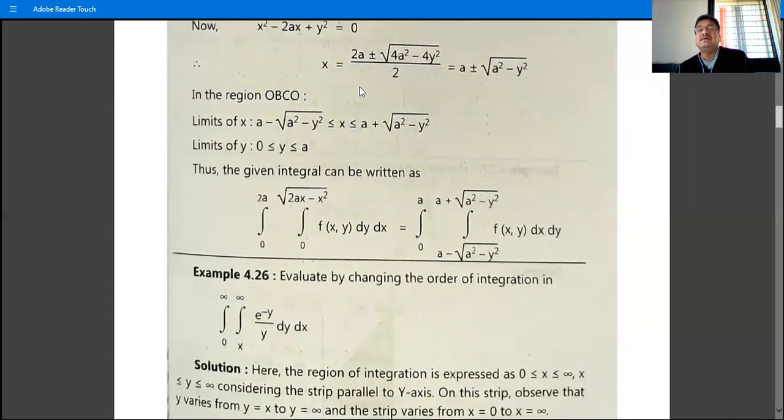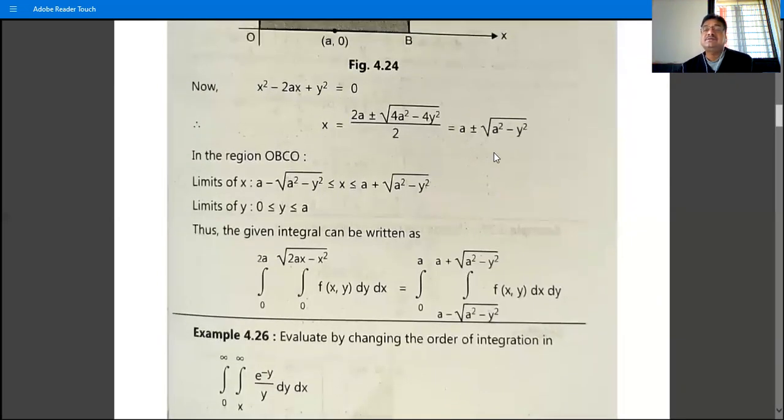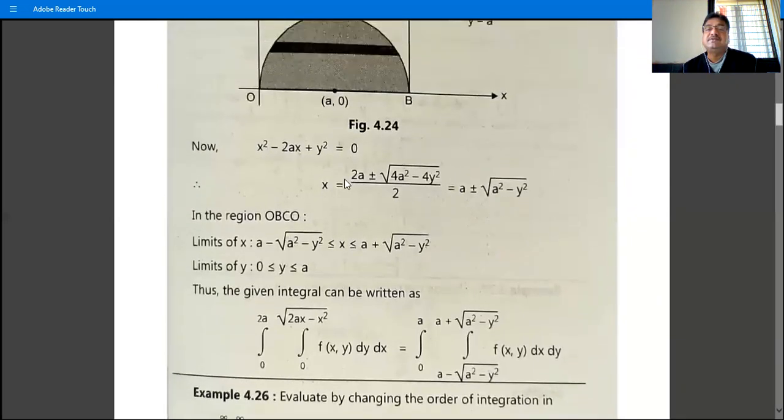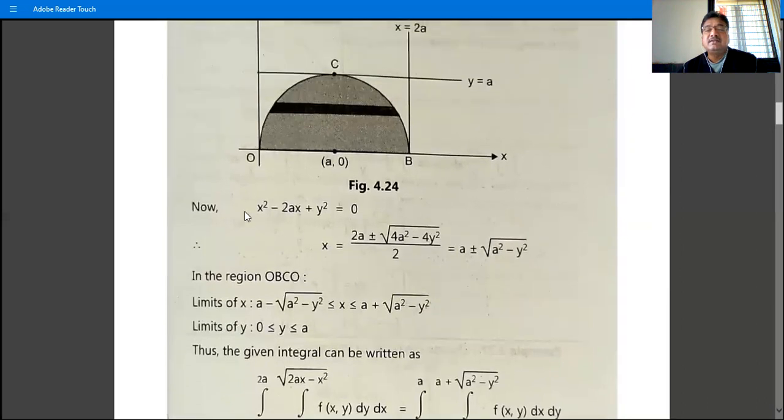So we have this answer, x is equal to a plus minus root a square minus y square. And this is the equation of a circle with center (a, 0). This is x square minus 2ax plus y square is equal to 0. So this is the equation of a circle. If there is a square of x as well as y, then it is the equation of a circle, ellipse, or hyperbola. Okay, so this represents a circle.